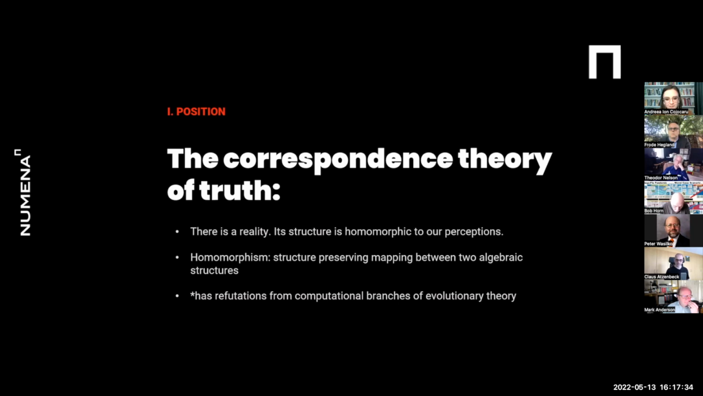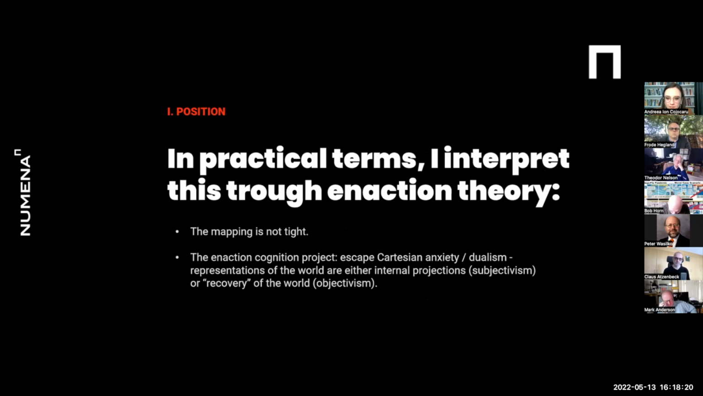And here I want to add a note that actually, if you read work that's coming out from the computational branches of evolutionary theory, you will see that the correspondence theory of truth has refutations, and it has fascinating mathematical refutations. So there are actually people out there who believe that there is no homomorphism between whatever reality with capital R is out there and our perceptions, that we might be completely imagining everything. But I will not go quite to that depth today. So there's something out there, but there's a gap between that thing out there and ourselves, our perceptions. So in practical terms, I like to make sense of this through what's called enaction theory. This was introduced by Varela and a few others in the 60s and 70s.